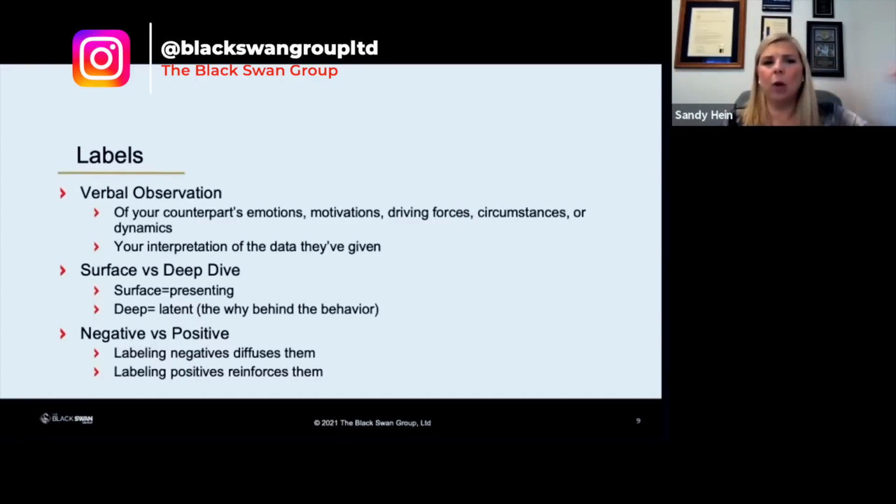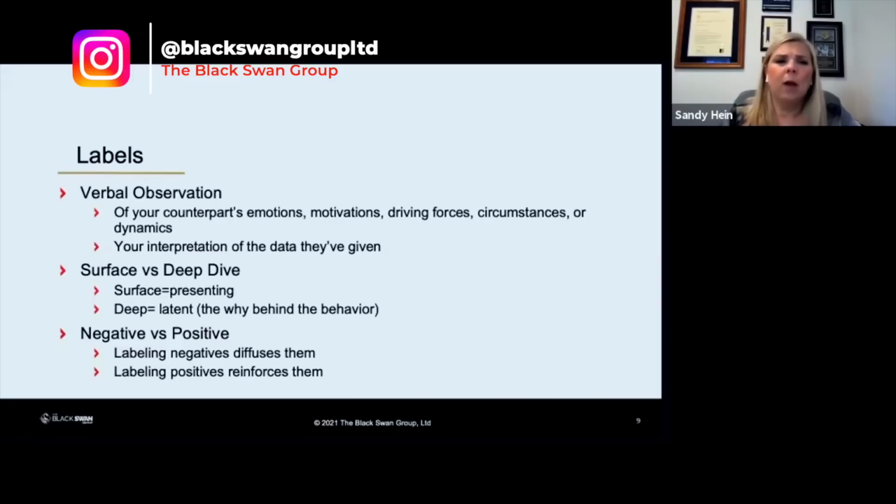Instead of going for that surface label, which is not horrible, go for a deeper label and say something like, it seems like you get irritated when you and your spouse don't see eye to eye. It's just a little bit deeper. It doesn't take much, just a slight shift to get you from the very surface, you hate arguing with your spouse, to the deeper why behind it.